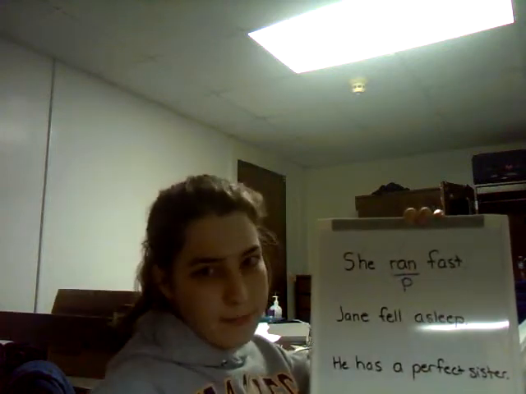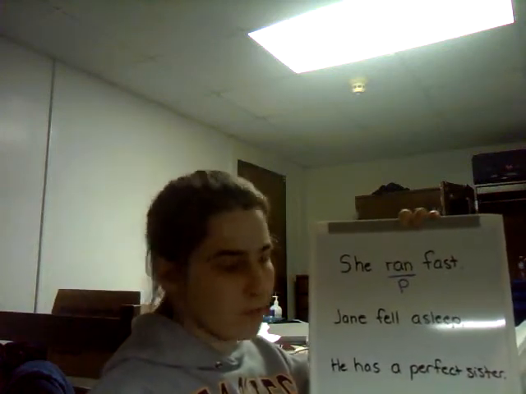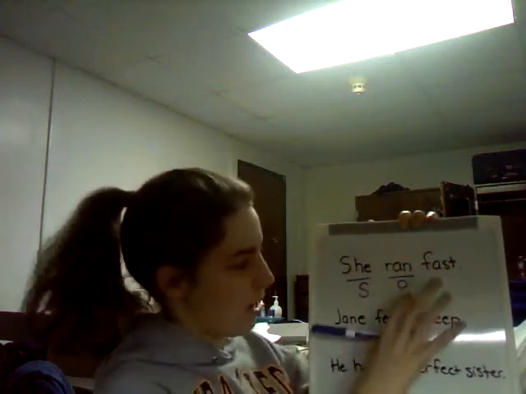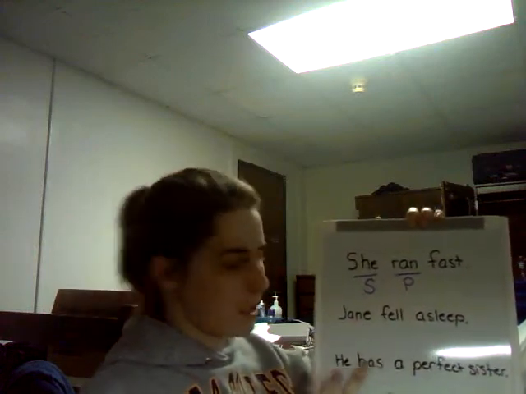Then you want to figure out who did it. So who did the running? She ran fast. She did the running. So that's going to be your subject. That's all you have to do to find your predicate and your subject, and then you have those two parts that are in every single sentence.